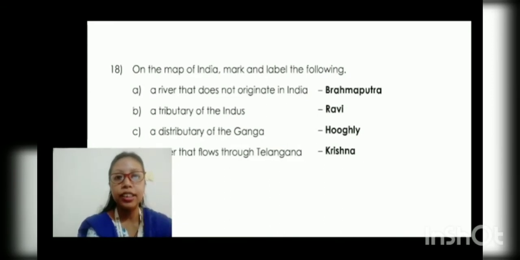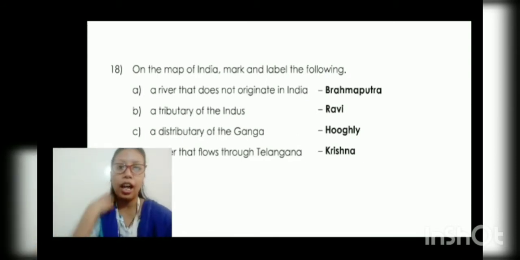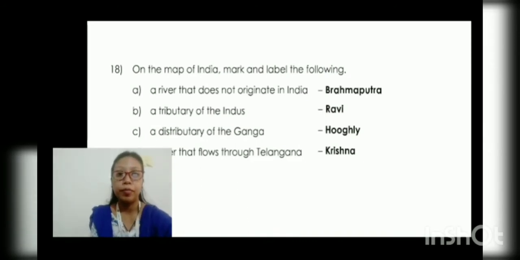The first one is a river that does not originate in India. That is Brahmaputra, because it originates in Tibet. Then after writing the answer, you have to label it, okay? We will go to that part after this one. Then number B, we have a tributary of the Indus. The tributary of Indus is Ravi. Indus has two main tributaries, so Ravi is one of them. Then a distributary of Ganga, that is Hooghly, and a river that flows through Telangana, that is Krishna. So these are the rivers that you have.